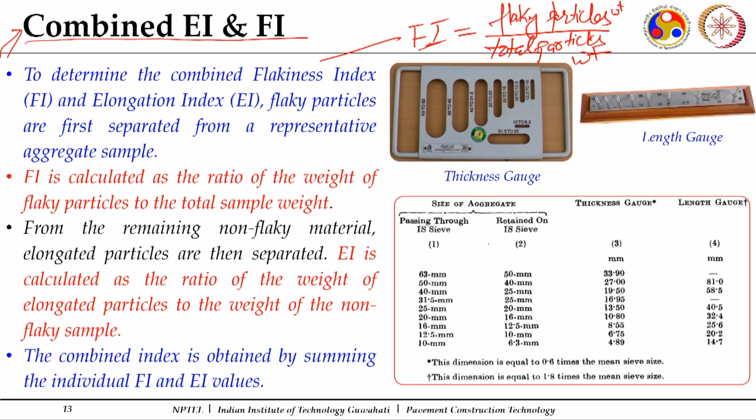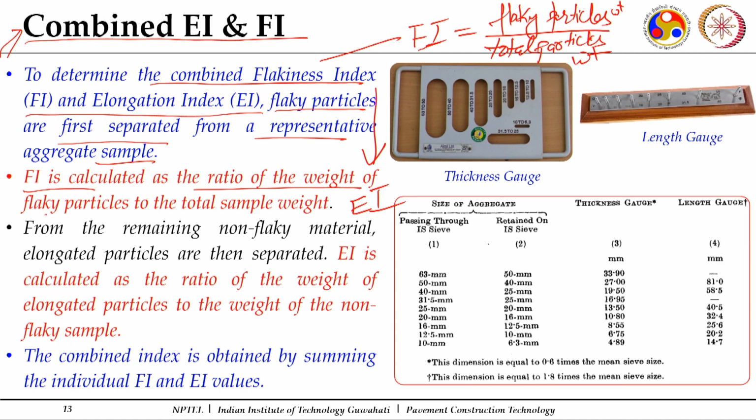So, you will have the flakiness index, but now for the elongation index, you will use the non-flaky particles only. To determine the combined flakiness index and elongation index, flaky particles are first separated out from a representative sample and you measure the flakiness index. So, FI is calculated as the ratio of weight of flaky particles to the total weight of the sample. From the remaining non-flaky particles, we go for the measurement of the elongation index.